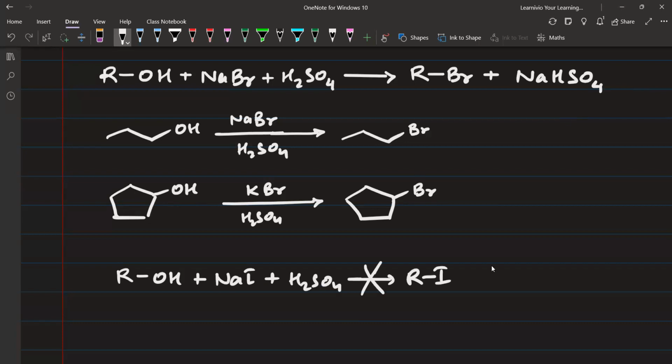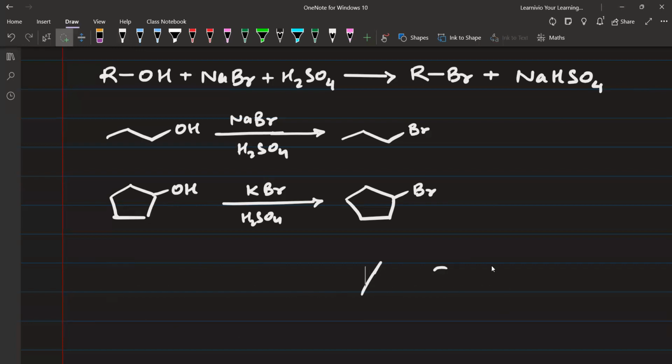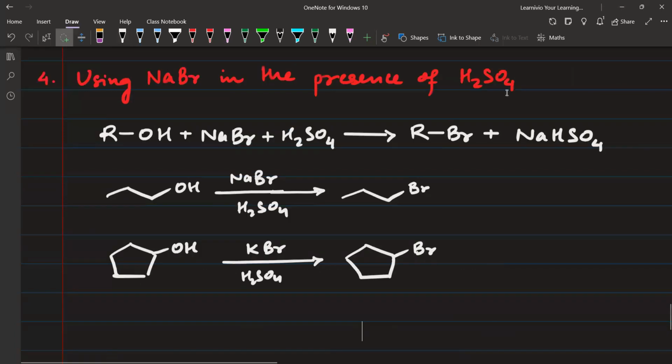So we will do that investigation, but first you write this down. Write this down. Raise your hand if you're done. Then we are going to discuss why we cannot use KI or NaI in order to get alkyl iodide. Waiting for Amna and Taha. Look.